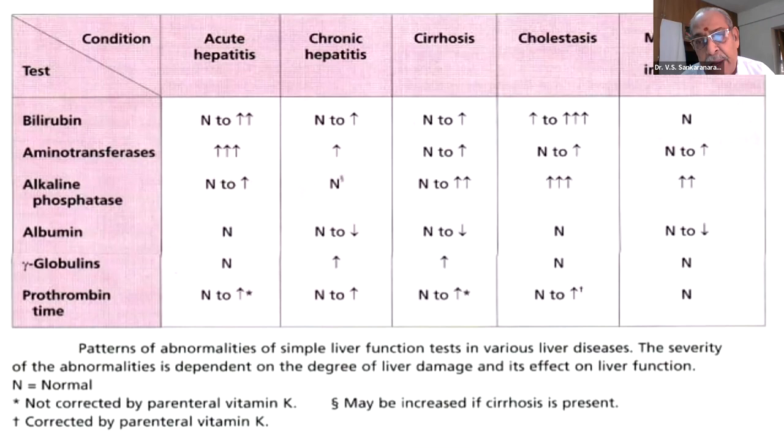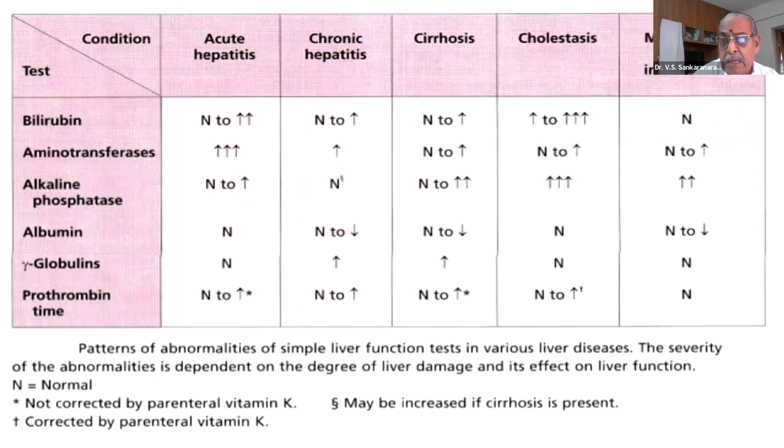Aminotransferase will be abnormally high in acute hepatitis. Alkaline phosphatase may be a little raised. Albumin will be normal unless there is liver cell failure, because it's a synthetic function. And prothrombin will also be normal unless there is liver cell failure.